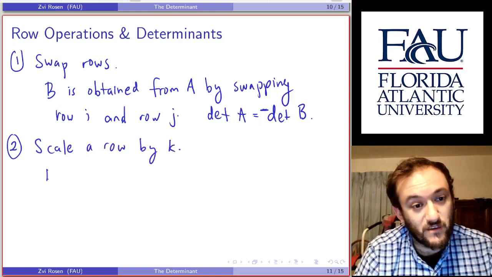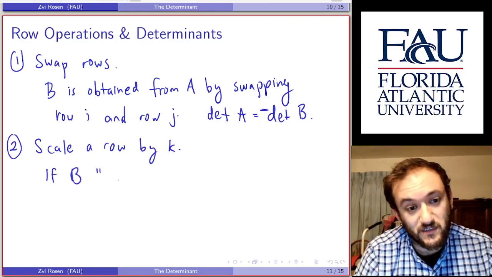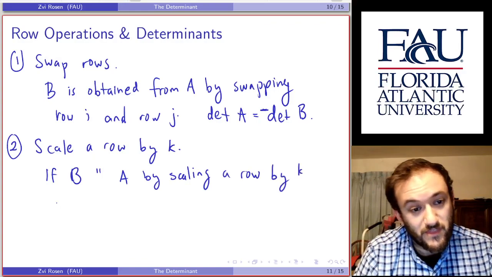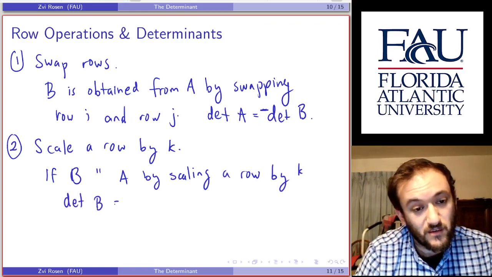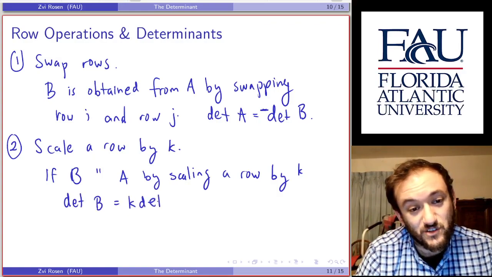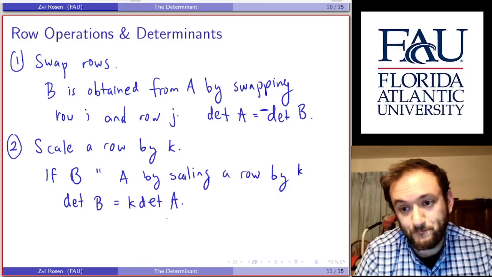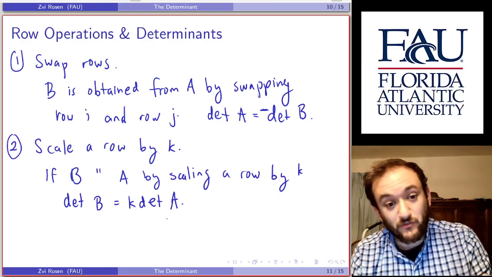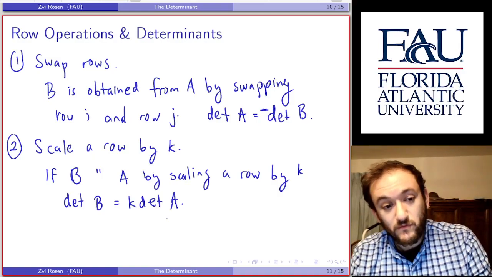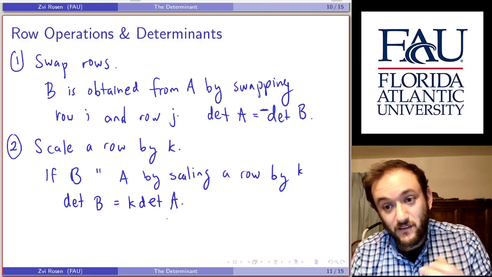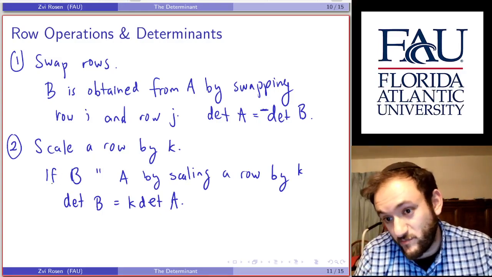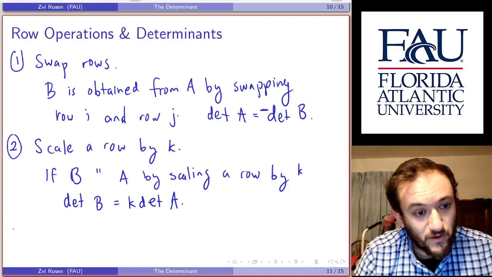Okay, so if B, same deal, is obtained from A by scaling a row by k, then the determinant of B is equal to k times the determinant of A. Again, this hops right out of the cofactor expansion. If you're expanding along the row that you are scaling by k, every term in the sum picks up a factor of k, so you're just multiplying the determinant by k.